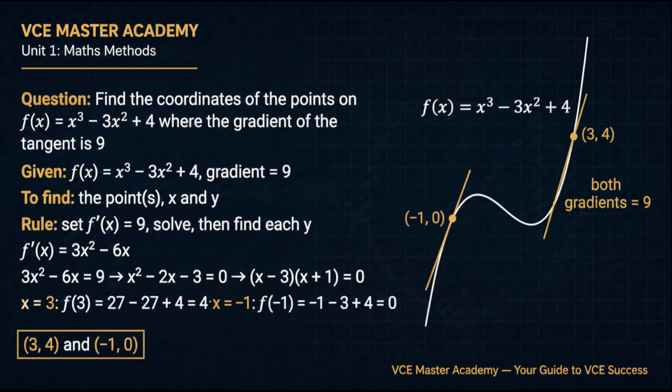Now the y values. From the original function, never the derivative. At x equals 3, 27 minus 27 plus 4 is 4. At x equals negative 1, minus 1 minus 3 plus 4 is 0. So the points are 3, 4, and negative 1, 0. Box them. See the picture. 2 tangent lines, perfectly parallel, because equal gradients mean parallel lines. That's the idea the examiner is really testing.